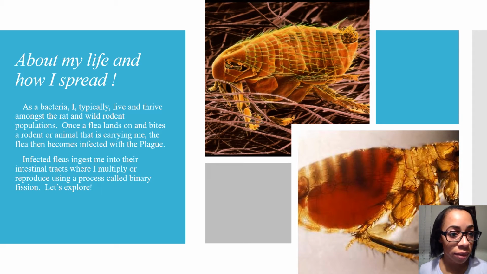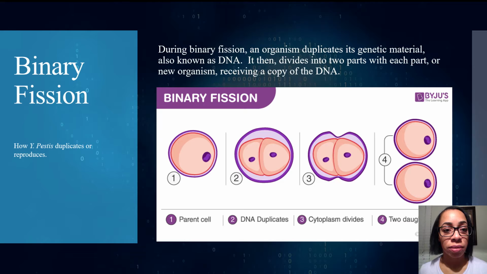As a bacteria, I typically live and thrive amongst the rat and wild rodent populations. Once a flea lands on and bites a rodent or animal that is carrying me, the flea then becomes infected with the plague. Infected fleas ingest me into their intestinal tracts where I multiply and reproduce using a process called binary fission. Let's explore. During binary fission, an organism duplicates its genetic material, also known as DNA. It then divides into two parts, with each part or new organism receiving a copy of the DNA.